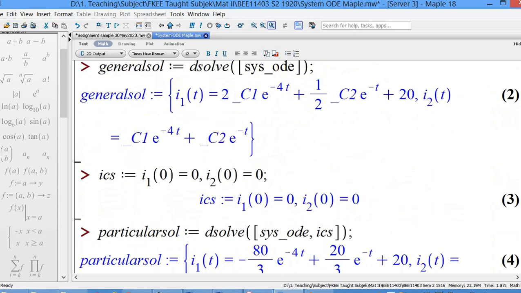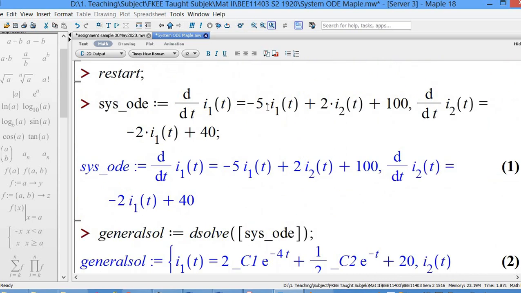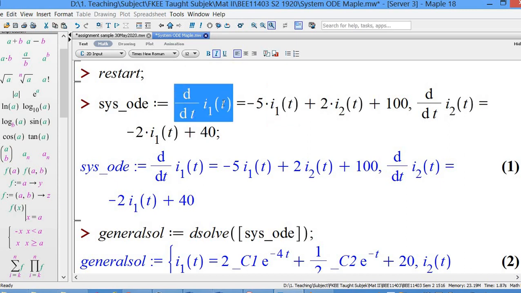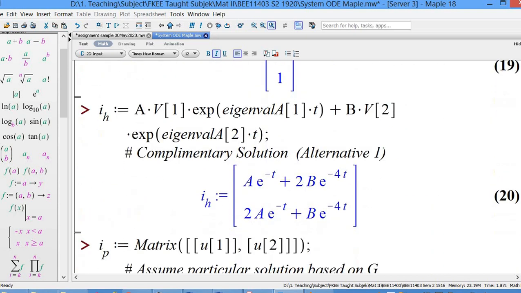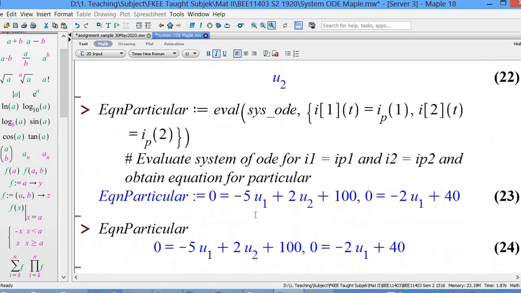Because here I1 is replaced by U1, and this is replaced by U2. If I1 is a constant, d/dt I1 we get 0. If I2 is a constant, then d/dt I2 we get 0. That's why here it is negative pi U1 plus 2 U2 plus 100 equal to 0.